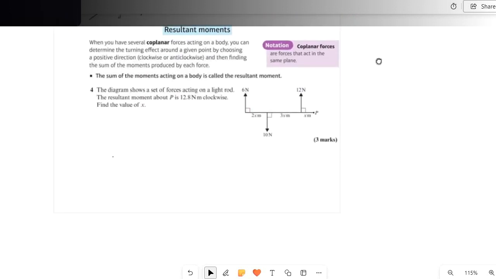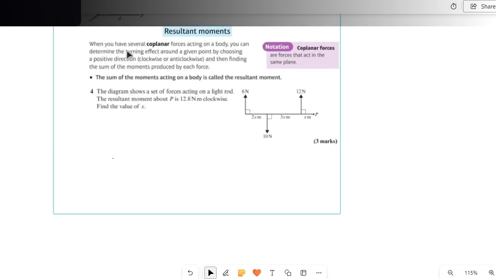Now let's talk about resultant moments. When you have several coplanar forces acting on a body, you can determine the turning effect around a given point by choosing a positive direction, either clockwise or anticlockwise, and then finding the sum of the moments produced by each force. The sum of the moments acting on a body is called the resultant moment.